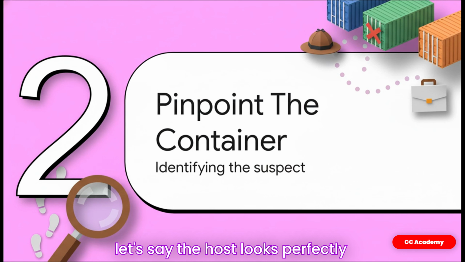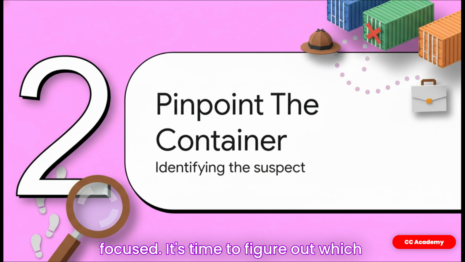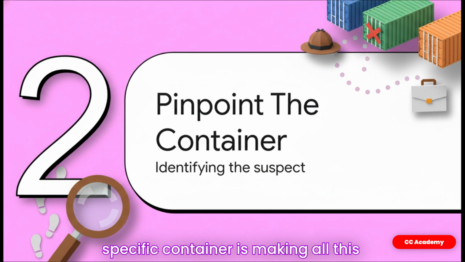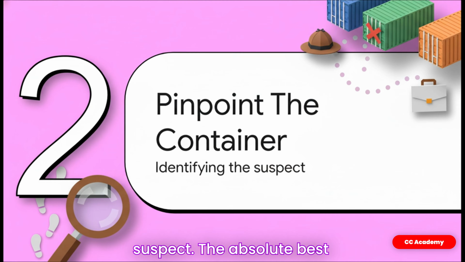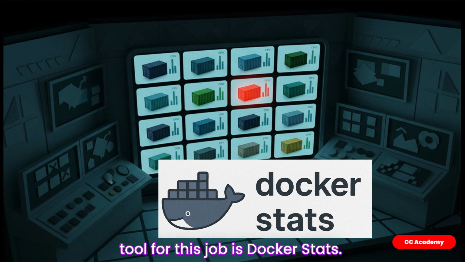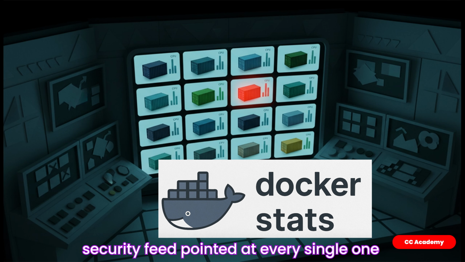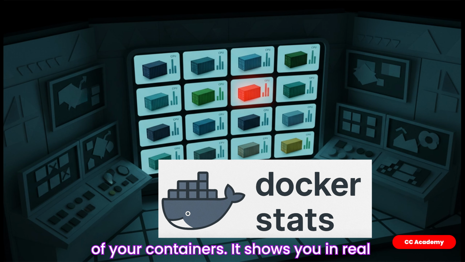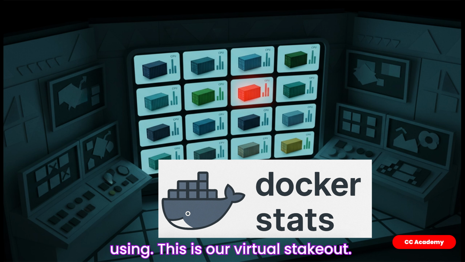All right, let's say the host looks perfectly healthy. Now our investigation gets more focused. It's time to figure out which specific container is making all this noise. We need to identify our primary suspect. The absolute best tool for this job is docker stats. Just think of this command as a live security feed pointed at every single one of your containers. It shows you in real time exactly what resources each one is using. This is our virtual stakeout.